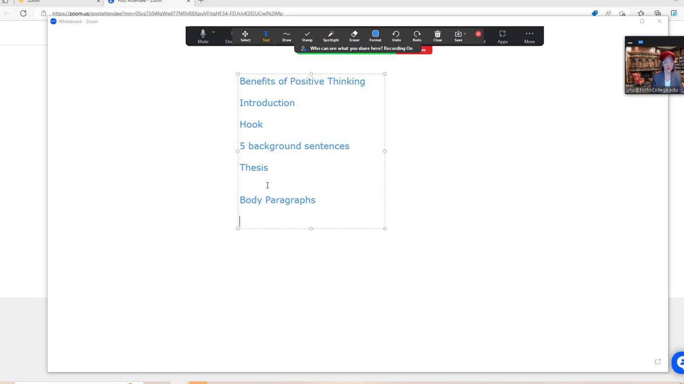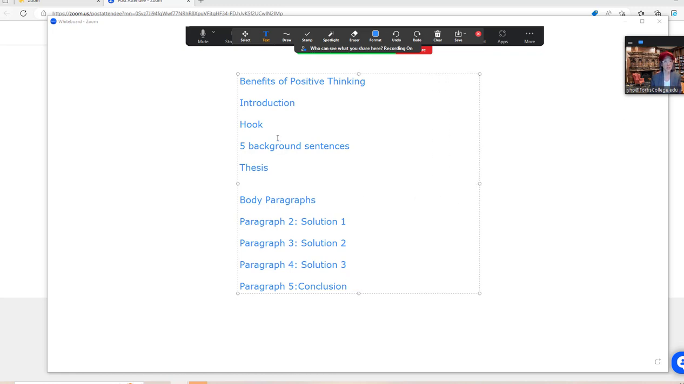Paragraph 2 will be solution 1, paragraph 3 will be solution 2. This should be now familiar to you because I did the same exact thing, and paragraph 5 is the conclusion. So let's use this as our template.